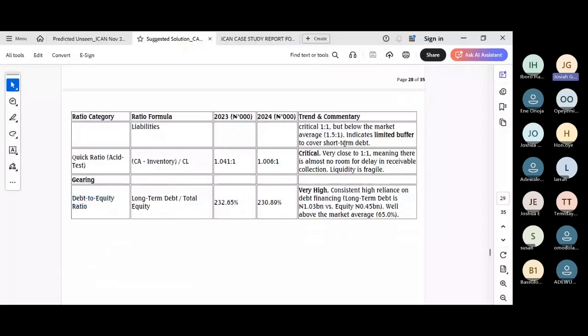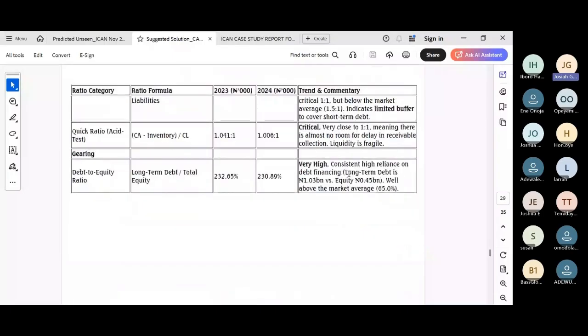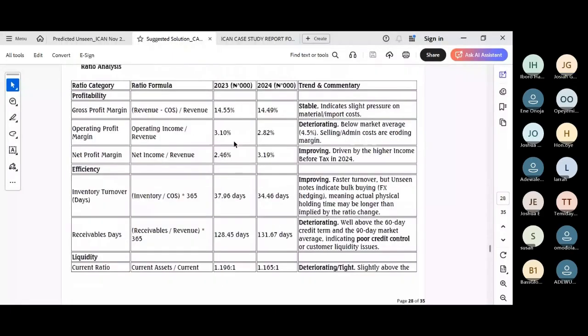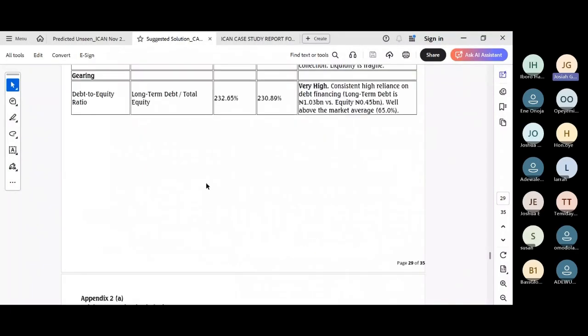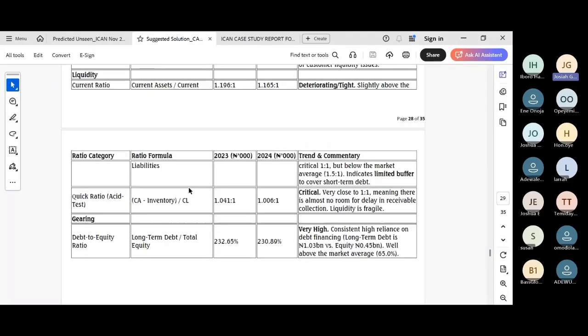So I provided a trend commentary for you to be able to follow through and understand what transpired based on these computations. So ratio analysis is the third, and this is for requirement 2. Having done that, let's go and discuss requirement 1 based on these ratios.